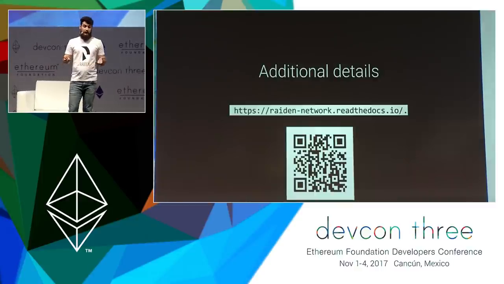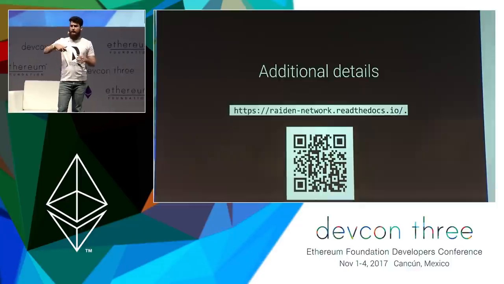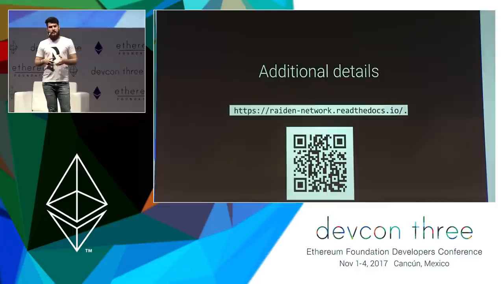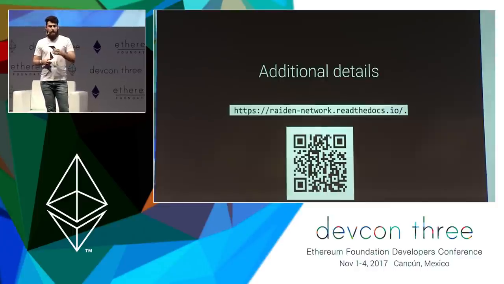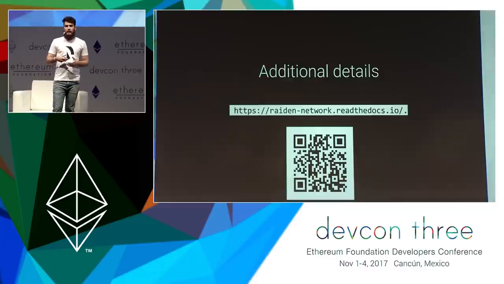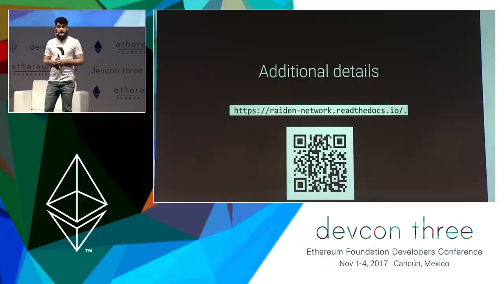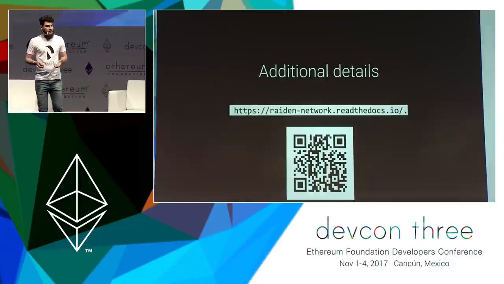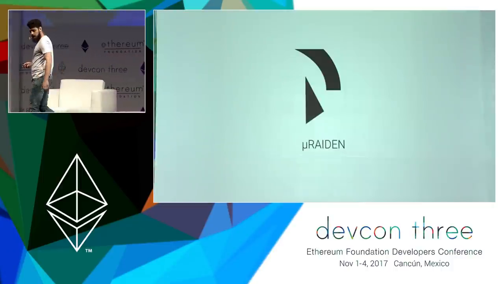And if you want additional details on the format of the JSON files, the responses, and the different verbs or endpoints that we have available, you can go to the Raiden network, read the docs, and we have much more information there, including how to deploy your own tokens and use a different test network if you don't want to use the Ropsten test network. So with that, I'm just going to leave it to Loredana, who is going to talk about micro Raiden.